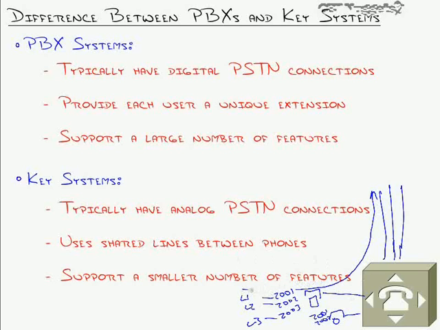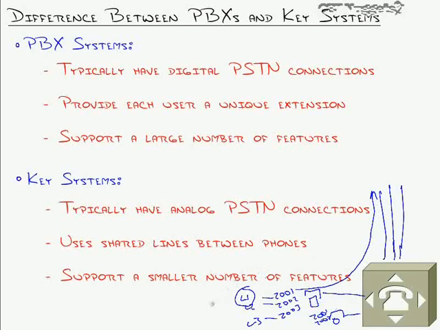If you put a call on hold on line 1, you could yell to the other person, "Hey, Jane, you got a call on line 1. Go ahead and pick that up." And she could pick it up over on her phone because they all have the same 3 lines. Typically, these key systems also support a smaller number of features than PBXs.